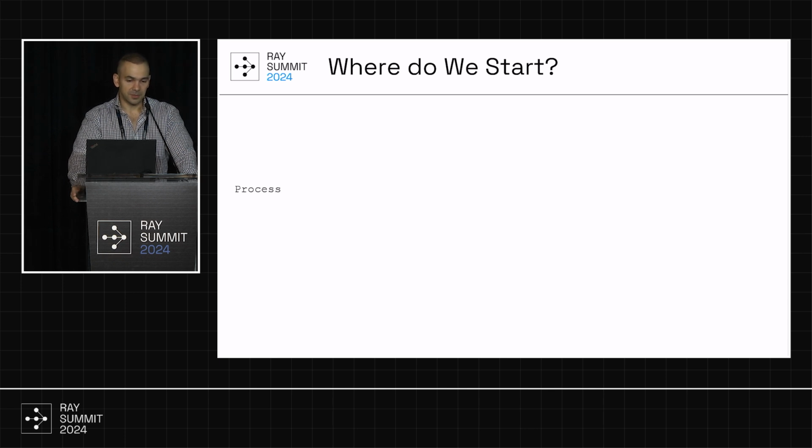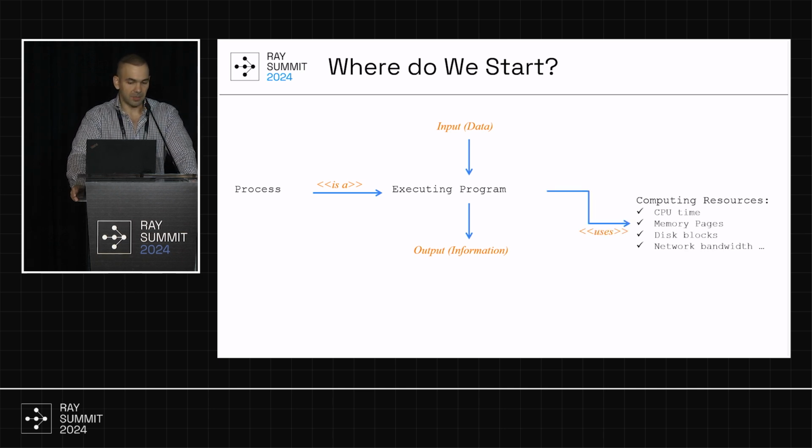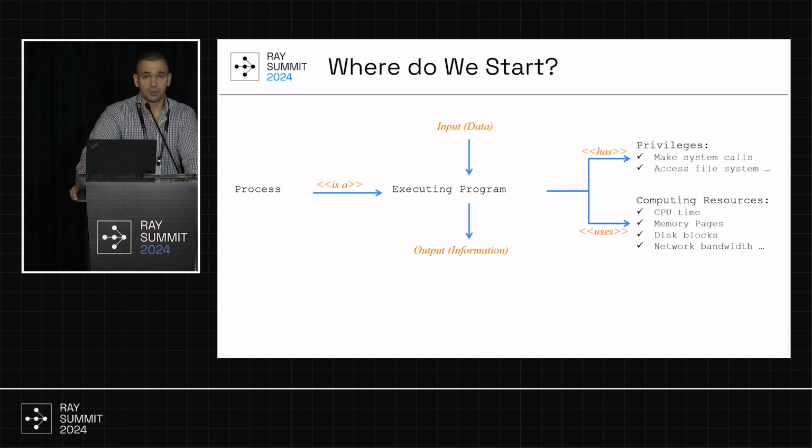I think a good place to start is to go as low as possible in the stack. If you start at the process level, a process is just an executing program. It takes input as data and produces output, which is information. You can pipe multiple processes together: one process's output, which is information, can become data for another process. From an operating system point of view, a process is using computing resources. It's going to use CPU, memory, disk, networking, and so on. And it's going to have privileges, so it's going to make system calls and access the file system, the network, and so on.